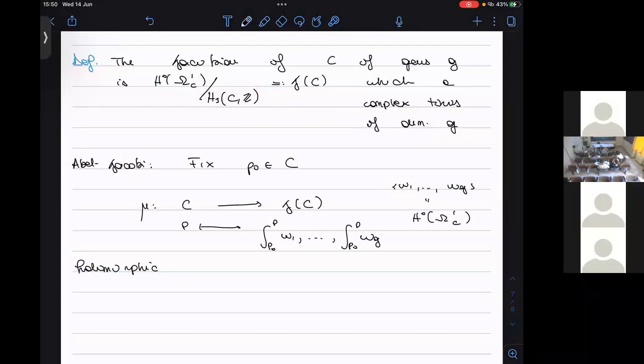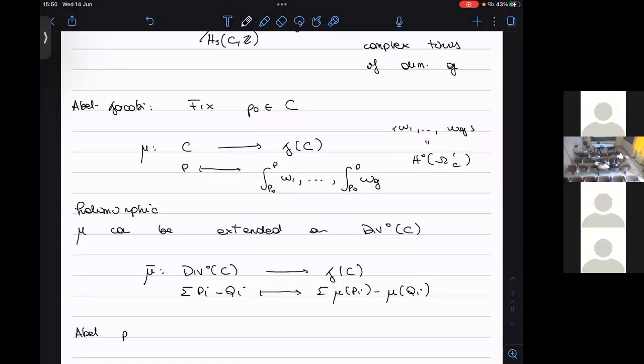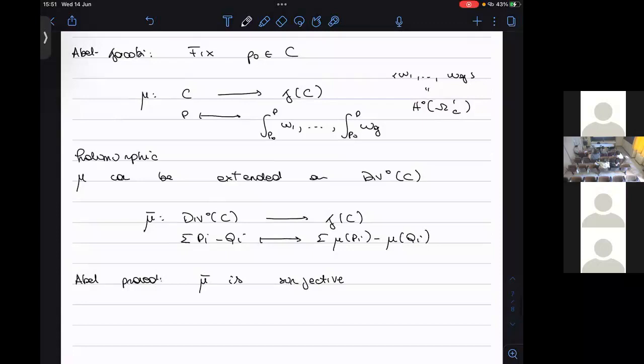And moreover, that map can be extended here on the degree 0 divisors in that way. So it is an extension. Now Abel proved that this map is surjective. This is known as the inversion problem of Abel, if I remember well. And moreover, the kernel of that map is exactly the principal divisors.